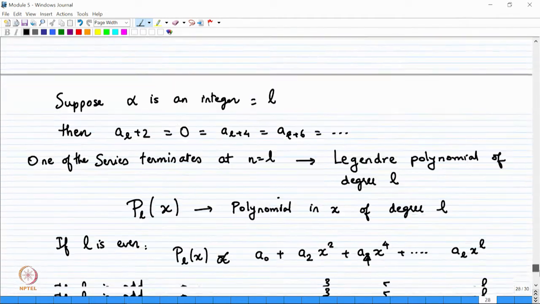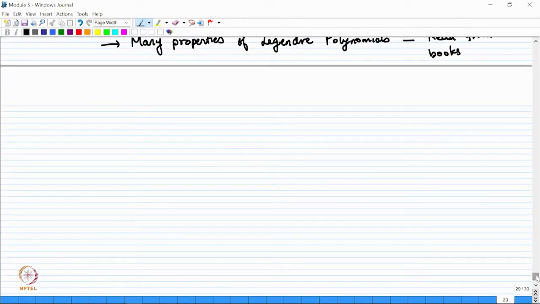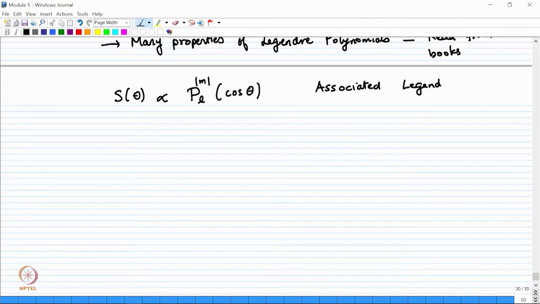Rather, what I will just write is that finally what you will get is S of theta is proportional to P L of m of cos theta. Remember, we considered m equal to 0. So this is the associated Legendre polynomial, and this comes when m is not equal to 0.